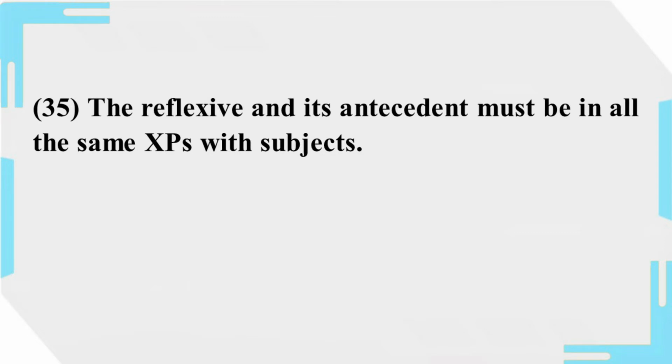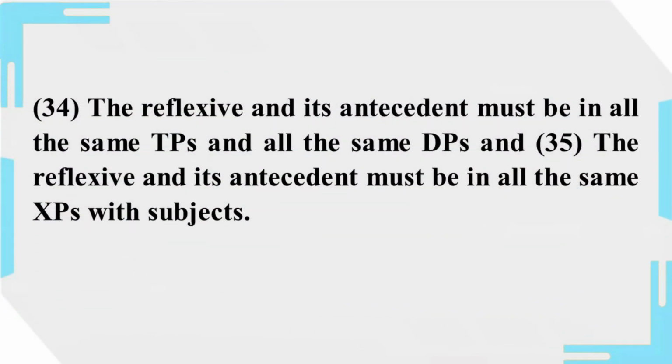The statements 34, the reflexive and its antecedent must be in all the same TPs and all the same DPs, and 35, the reflexive and its antecedent must be in all the same XPs with subjects, make different predictions. Suppose we have a DP without a subject which contains a reflexive. According to the first statement, the antecedent of this reflexive should nevertheless be found within this DP. Not so according to the second. The following sentences show that the second statement is better.